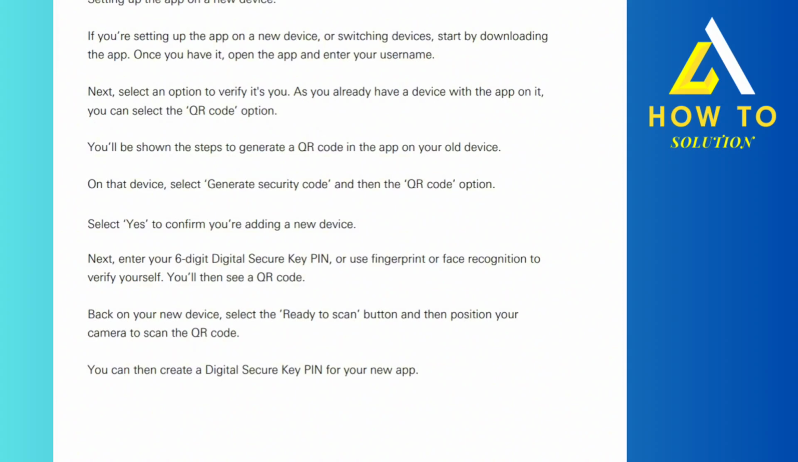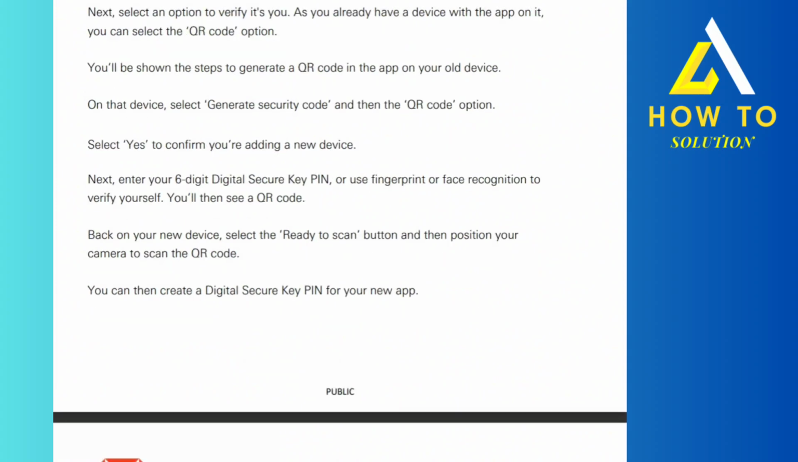Then you're going to click on that device and select generate security code and then the QR code option, and select yes to confirm. It will send you a 6-digit secure key that you need to set up, and then you set it up and you see your QR code.